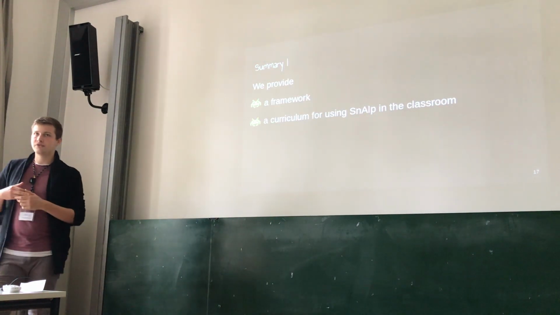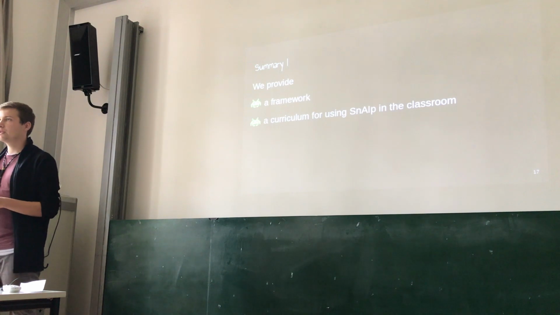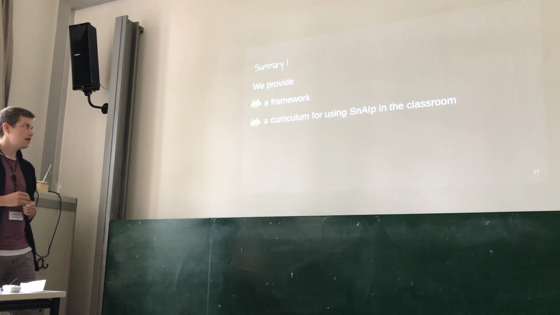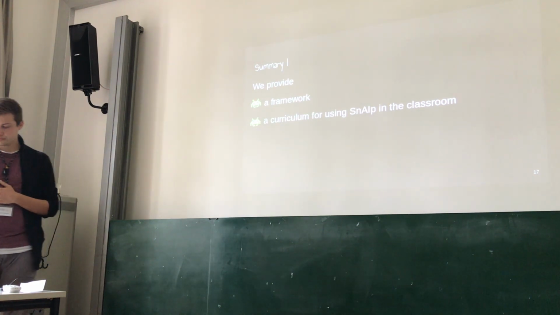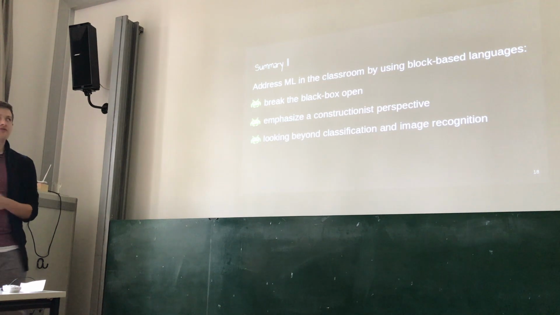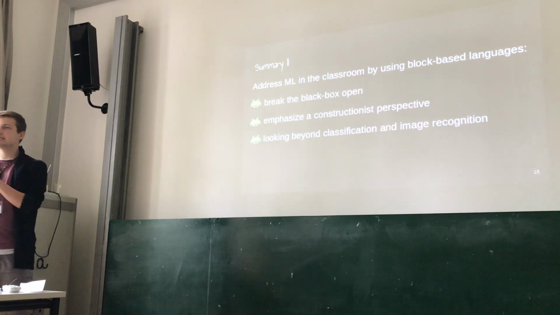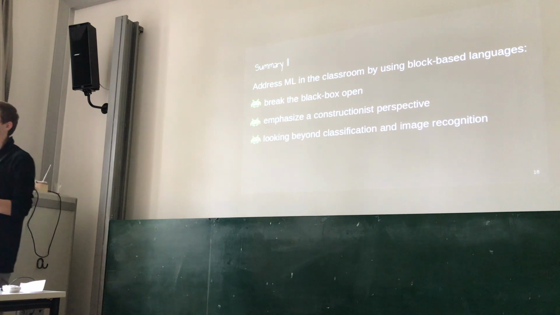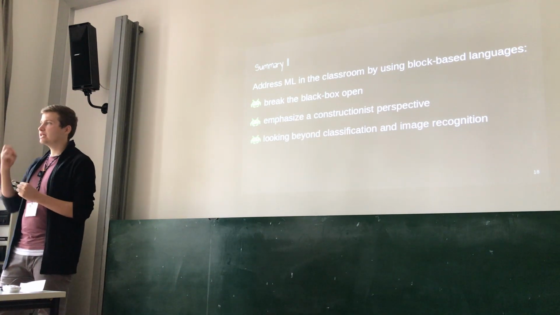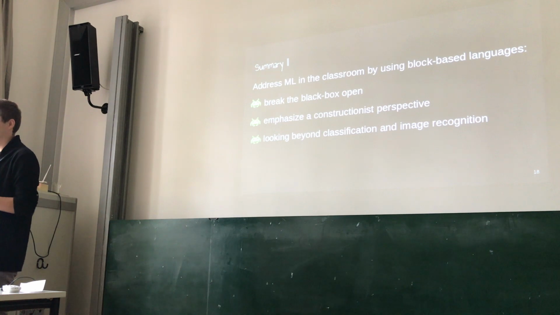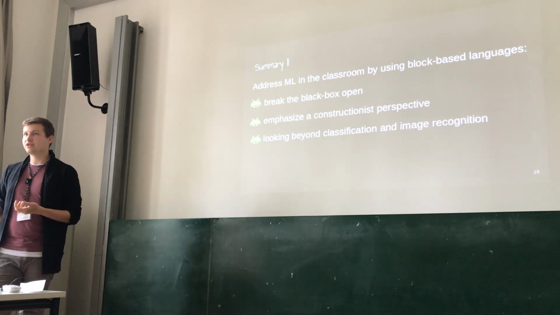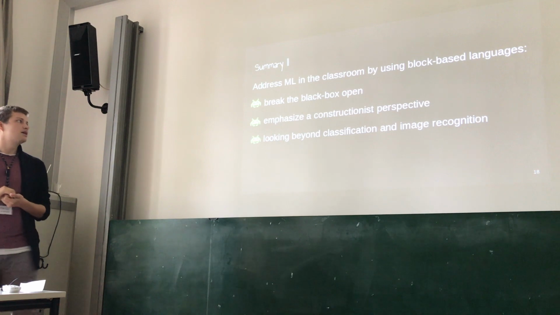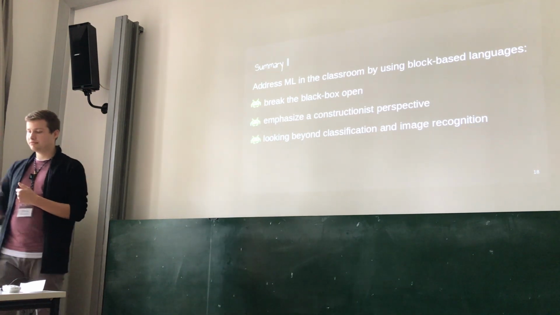So in summary, we provide a framework, call it a library, for machine learning within SnAIp, as well as a curriculum and some ideas what you can do in the classroom. And therefore, break open the black box, you can see the learning, you can discuss the learning, and you can even, with older students, discuss the Q learning algorithm itself. It's implemented in SnAIp, you can have a look at it, you can experiment with it. We emphasize a constructionist perspective and look beyond the dominating classification and image recognition examples.